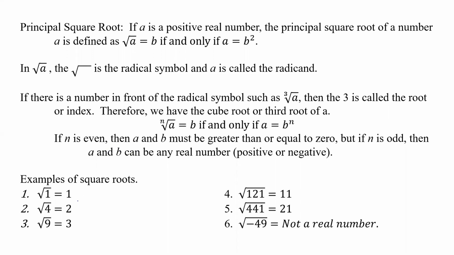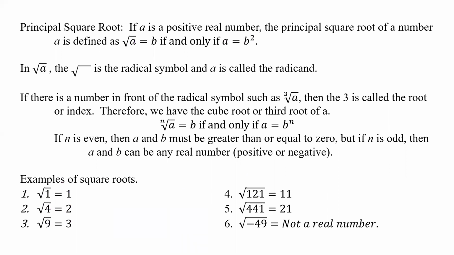So these are some examples of square roots. These are perfect squares, basically. The square root of 1, well, that's 1. The square root of 4, which is 2 squared, is equal to 2. Now the square root of 9, which is 3 squared, is equal to 3. Because here again, the square root of a is equal to b if and only if a is equal to b squared. So 3 squared is 9, and that's how we get the square root here.